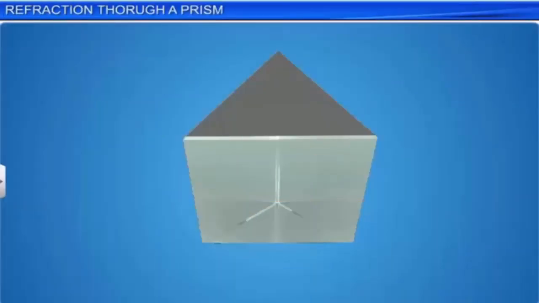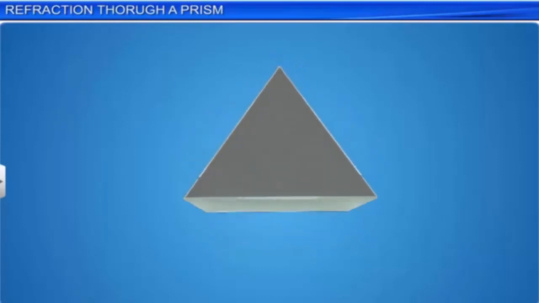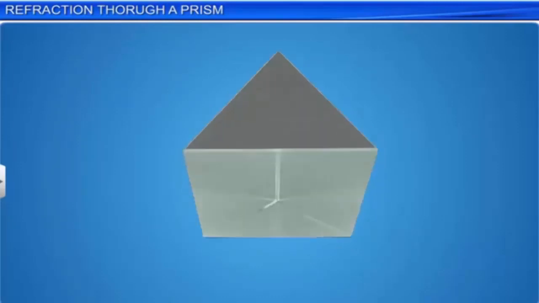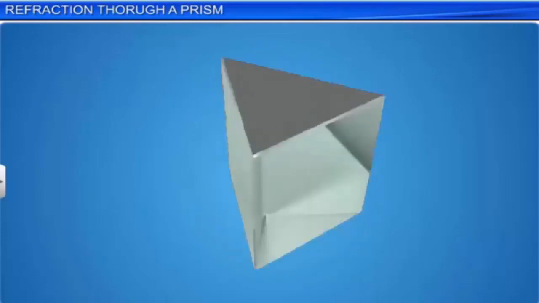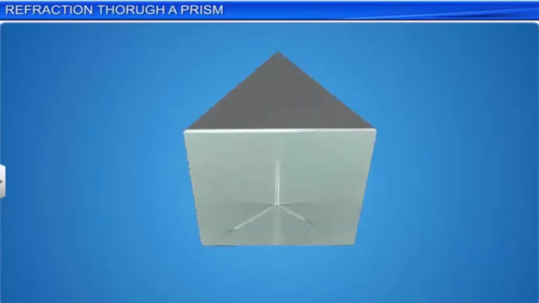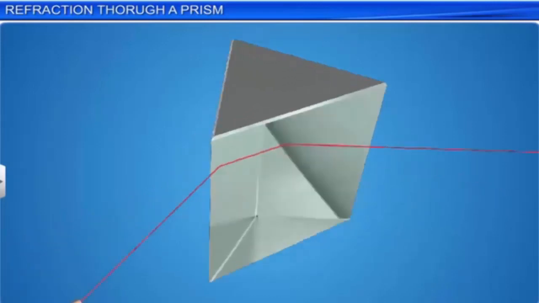A prism is an optical apparatus made of transparent material with flat and polished surfaces that refract light. The most commonly used prism is a triangular prism, which has 2 triangular and 3 rectangular surfaces. The 2 rectangular surfaces through which light is refracted are called the refracting surfaces of the prism.